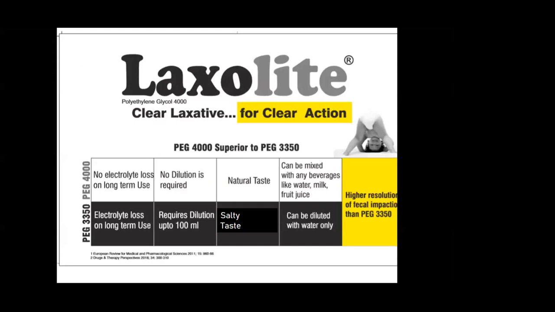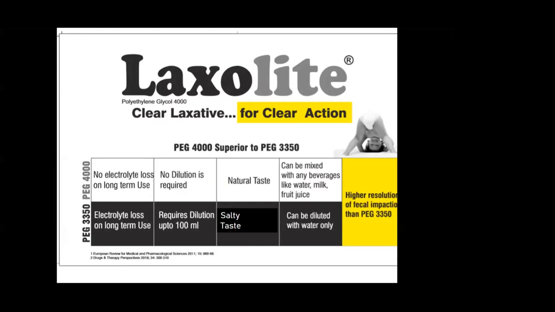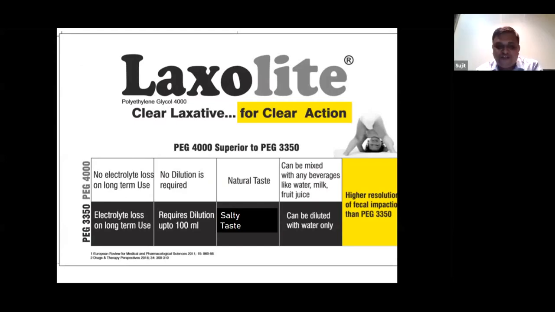PEG 4000 is superior to PEG 3350. As studies have highlighted, long-term use of PEG 3350 can lead to electrolyte loss, whereas PEG 4000 does not. PEG 4000 in Laxolite is ready to use, so no dilution is required. But PEG 3350 is available in two forms, a powder form and a liquid form, and both require dilution. For disimpaction, dilution is required up to 100 ml, so the volume is very high to give to the child. In that sense, Laxolite provides convenience and ease of administration to the child suffering from constipation.